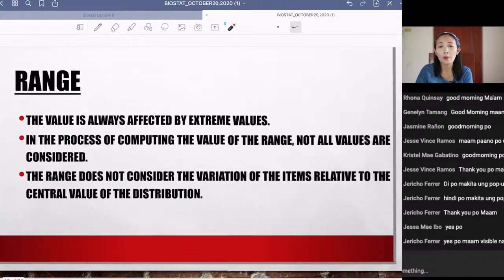Now, it's always affected by extreme values. And in the process of computing the range, not all values are considered, like what I mentioned a while ago. The range does not consider variation of the items relative to the central value of the distribution.